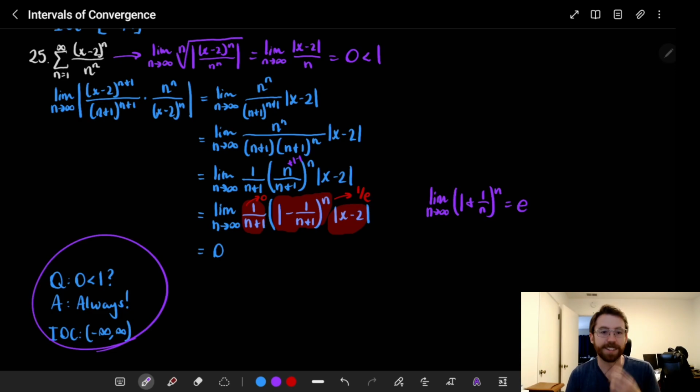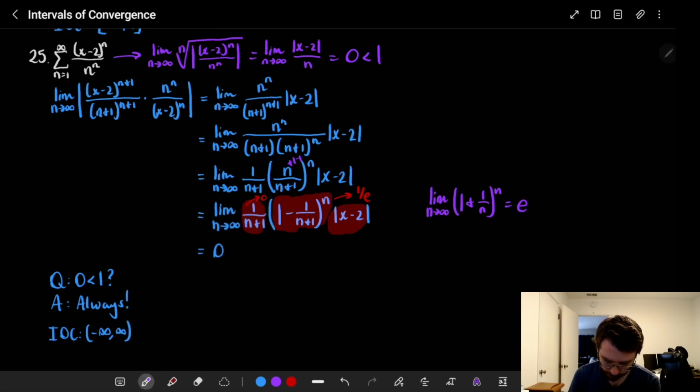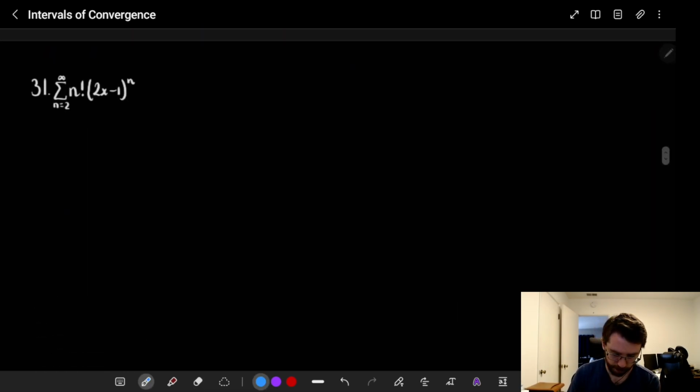Same answer. So you don't see root test being used a lot in interval of convergence problems, but I mean, if everything's raised to the power of n, might as well. It actually works out the same. So, great. Now let's continue to number 31.